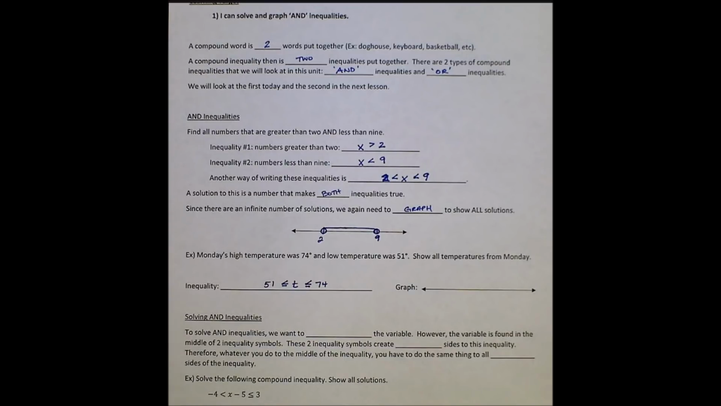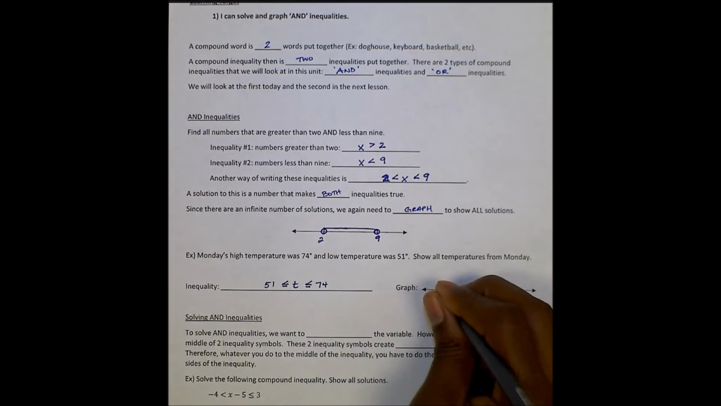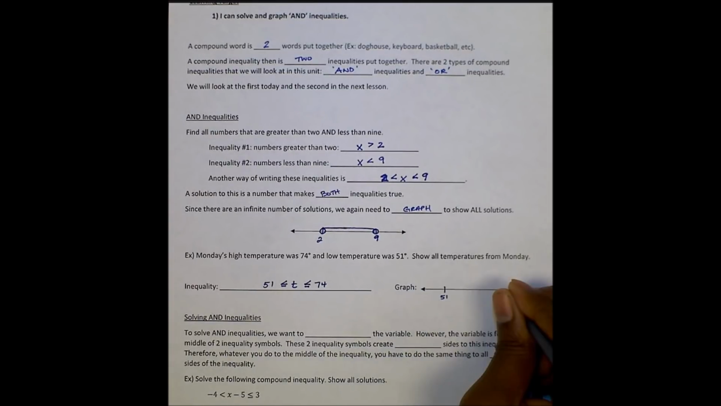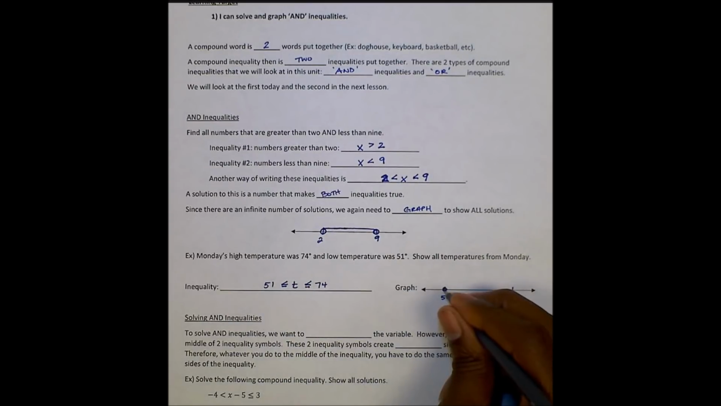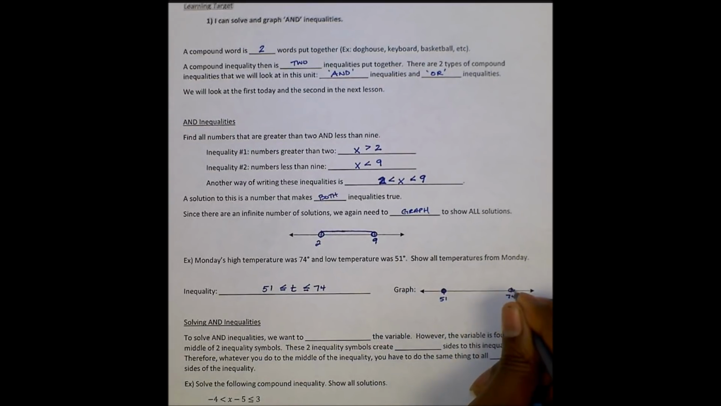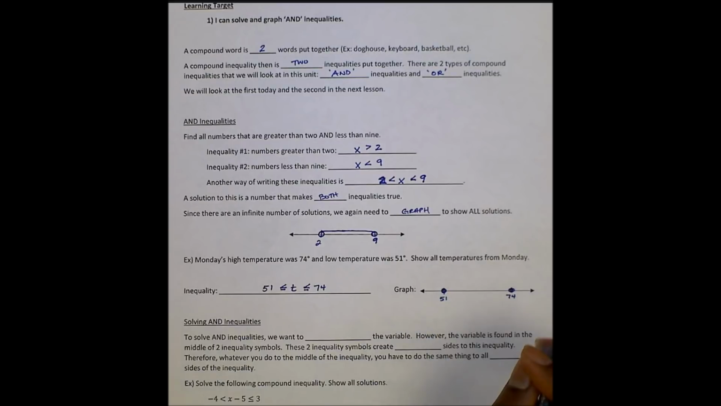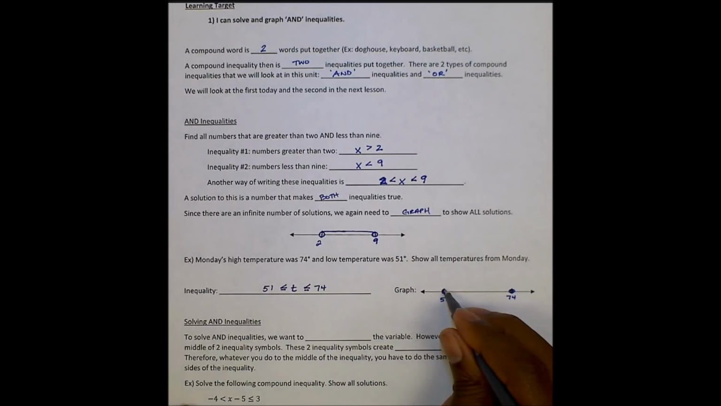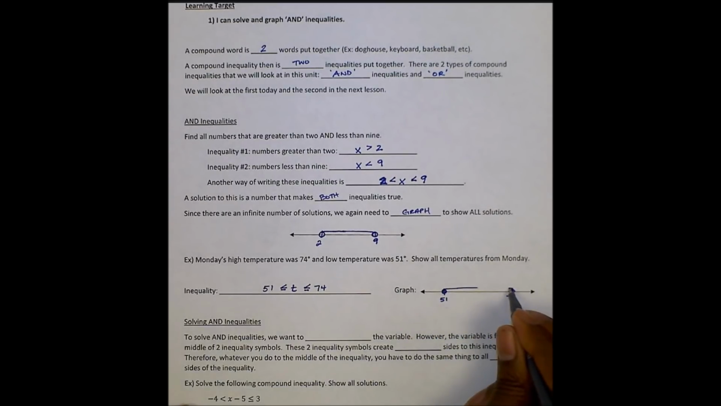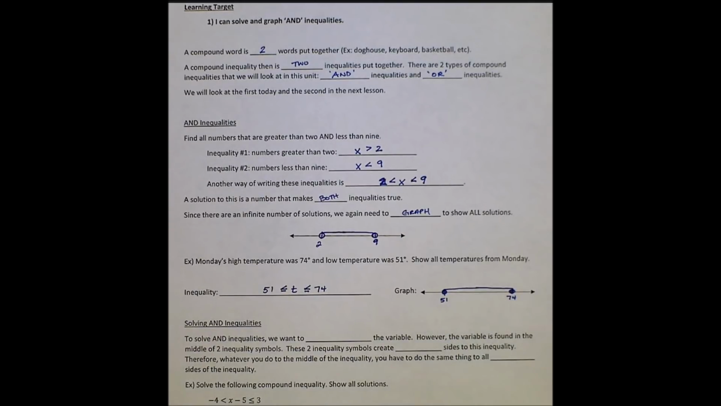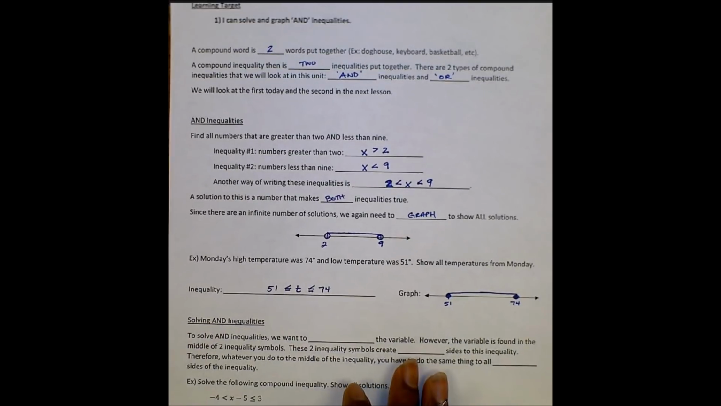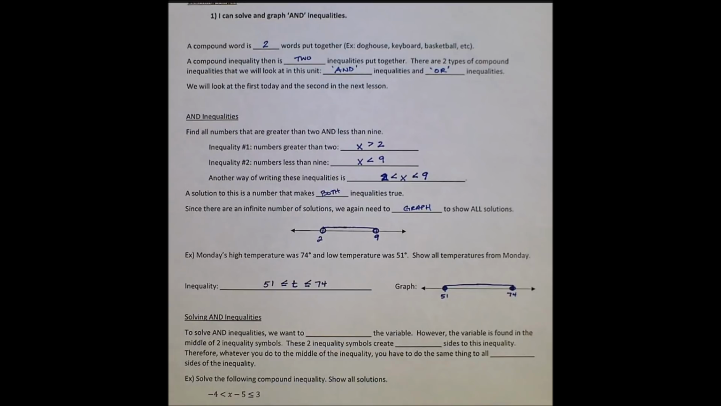Now to graph that, again, we have 51 here, 74 here on our high end. These are "or equal to," because if they were the high for that day, that means it actually did reach those, so they're part of our solution. And then we follow it and where they meet. So everywhere that they both can be true works.